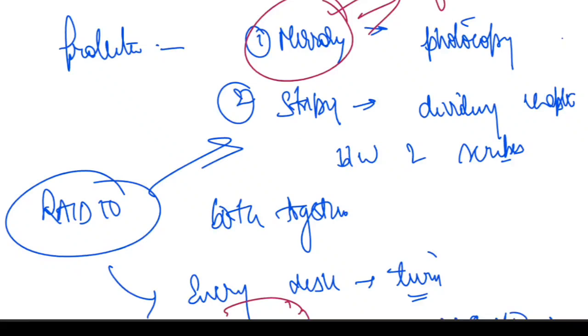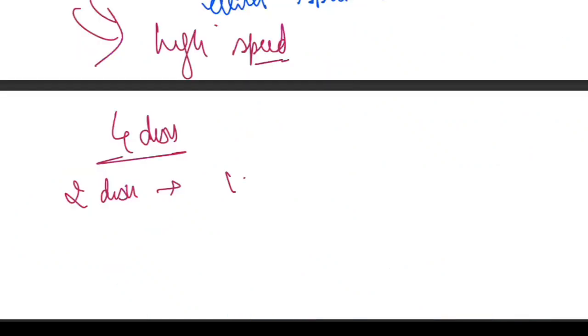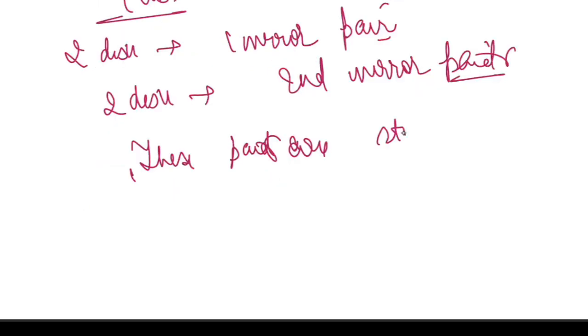So why does it need at least 4 disks? 2 disks are needed for one mirror pair and another 2 disks are needed for the second mirror pair, and these pairs are striped. So minimum 4 disks are required.